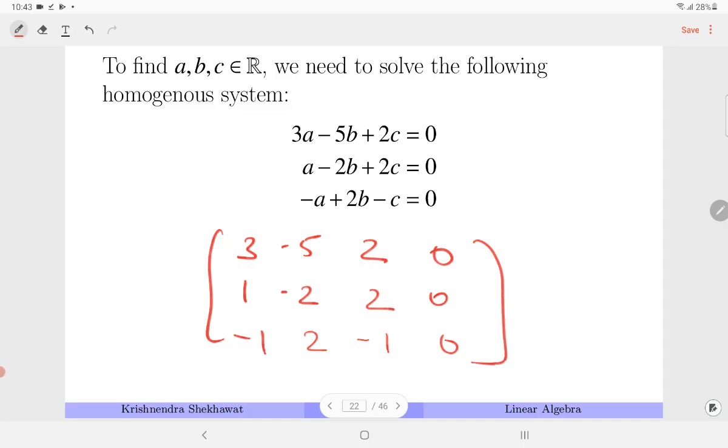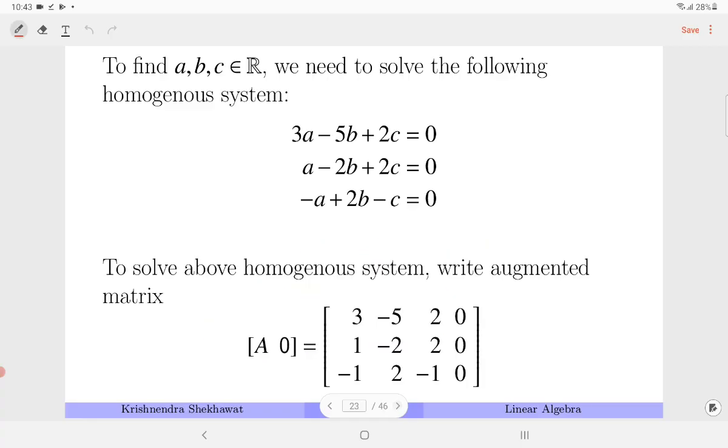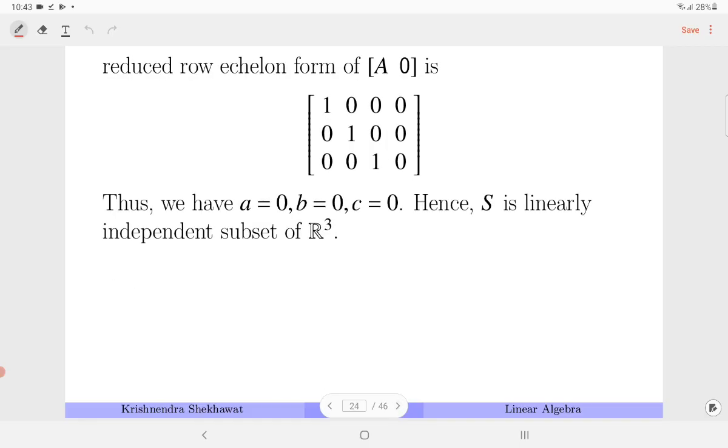Now you compute its REF or RREF. I prefer you compute RREF. Try yourself. RREF comes out to be this one, which means the identity matrix, and from there you can conclude that a is equal to 0, b is equal to 0 and c is equal to 0, which means that the set S is linearly independent.